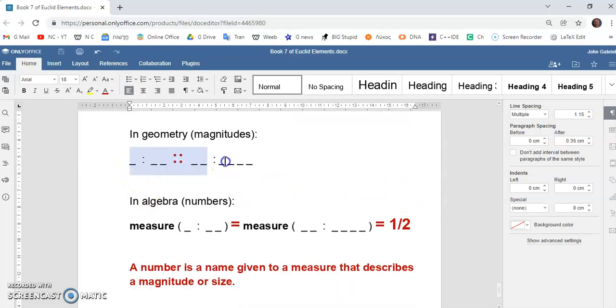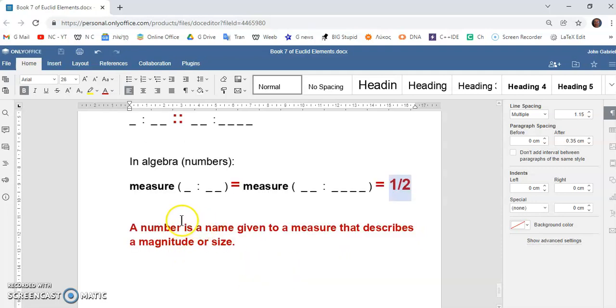In geometry, this proportionality states that this ratio here is in proportion to this ratio. They are decidedly not equal, okay? Under no circumstances. However, in algebra, where the size of the abstract unit doesn't matter any longer, the measure of this ratio, which is a number, is equal to the measure of this ratio, which is a number, and that number happens to be a half, okay? And we'll see how this is elucidated further in proposition 20, where we begin to talk about equivalence of fractions and irreducibility.